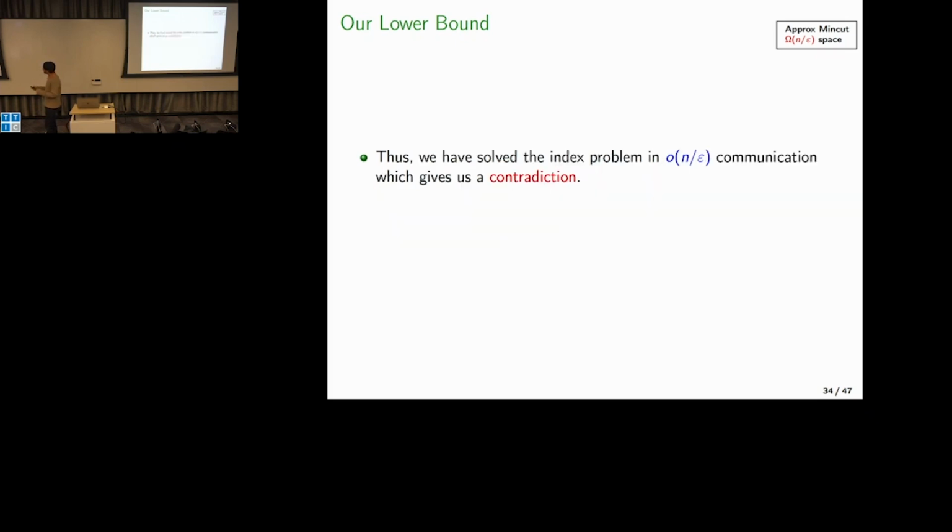Good. So we've solved the index problem in little o of n over epsilon communication, and this gives us a contradiction. And so we get our lower bound for 1 plus epsilon approximate.